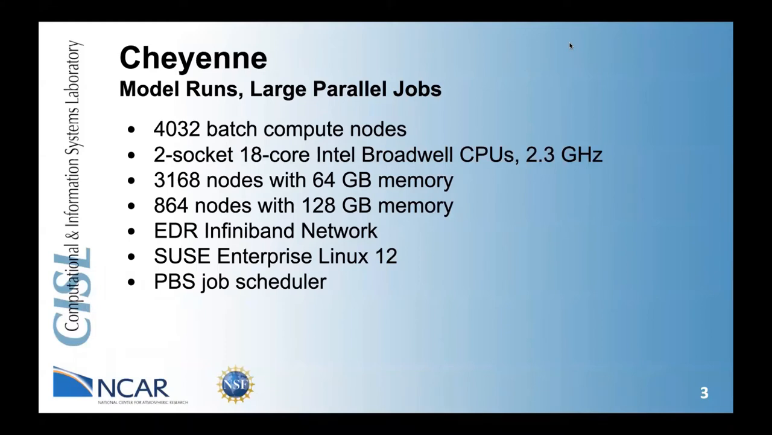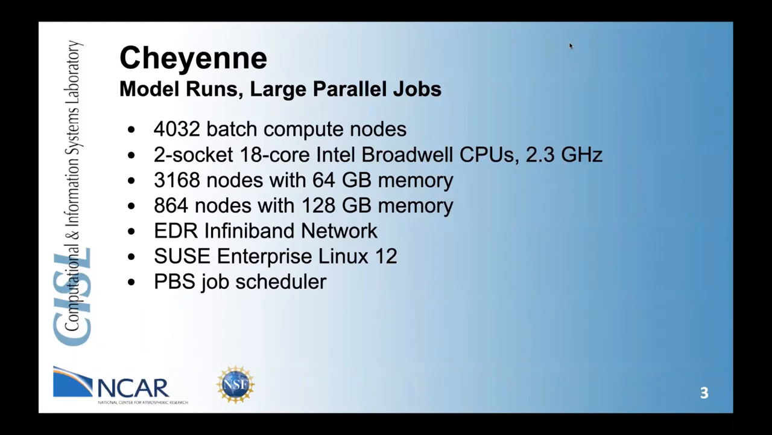So what is Cheyenne? It's 4,000 nodes, 4,032. Each of those nodes has two sockets, and each of those sockets has an 18-core Intel Broadwell CPU running at 2.3 gigahertz. There are different amounts of memory on the nodes. Most of the nodes, a little over 3,000 of them, have 64 gigabytes of memory. And 864 of those nodes are what we call large memory nodes, and they have twice the amount of memory, 128 gigabytes.